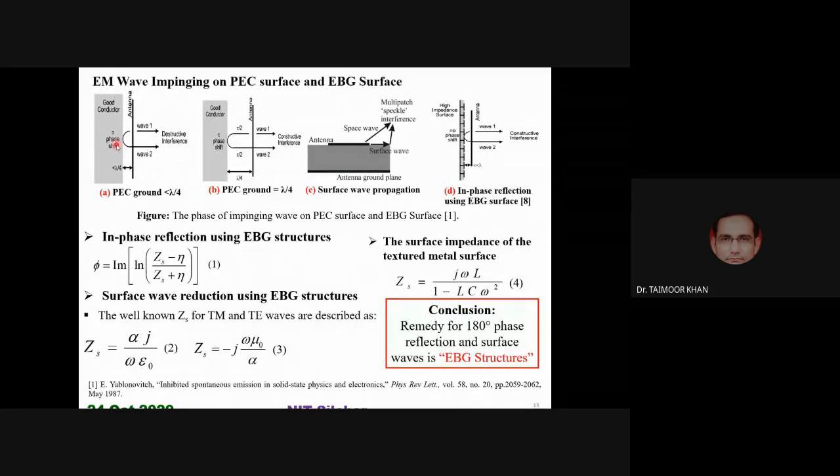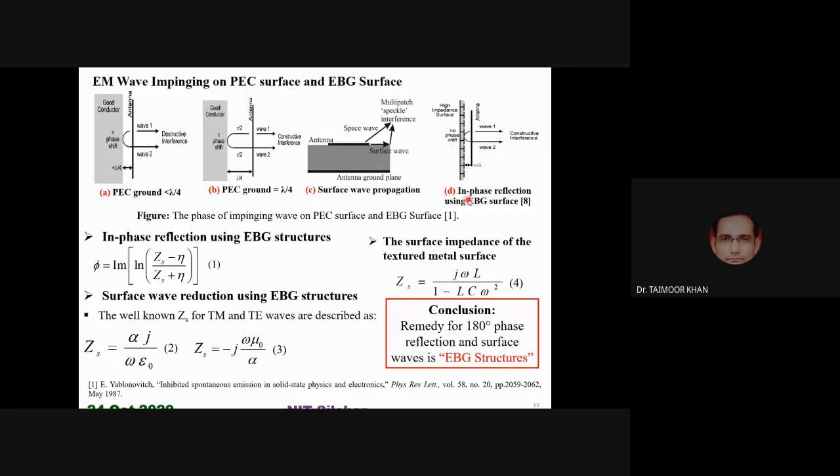When we excite an antenna using some source, a part of the energy travels into space in this direction, and a part of the energy travels through the dielectric surface. Then, at certain points, these two energies cancel each other. If we do not handle the effect of surface wave properly, the performance of the antenna will degrade. That's why the solution is given in the form of EBG structures, to eliminate or reduce the effect of surface wave.